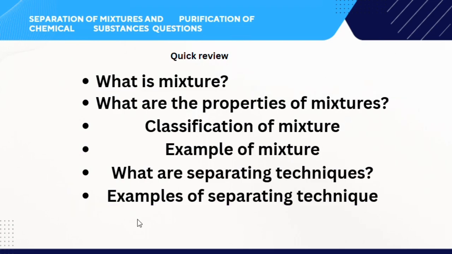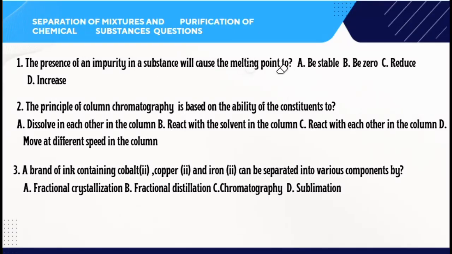Now let's dive into the questions, and let's see what we have. The presence of an impurity in a substance will cause the melting point to dash. May be stable, zero, reduce, or increase. What you have to notice is that the presence of impurity in a pure substance does two things. The first one is to reduce the melting point.